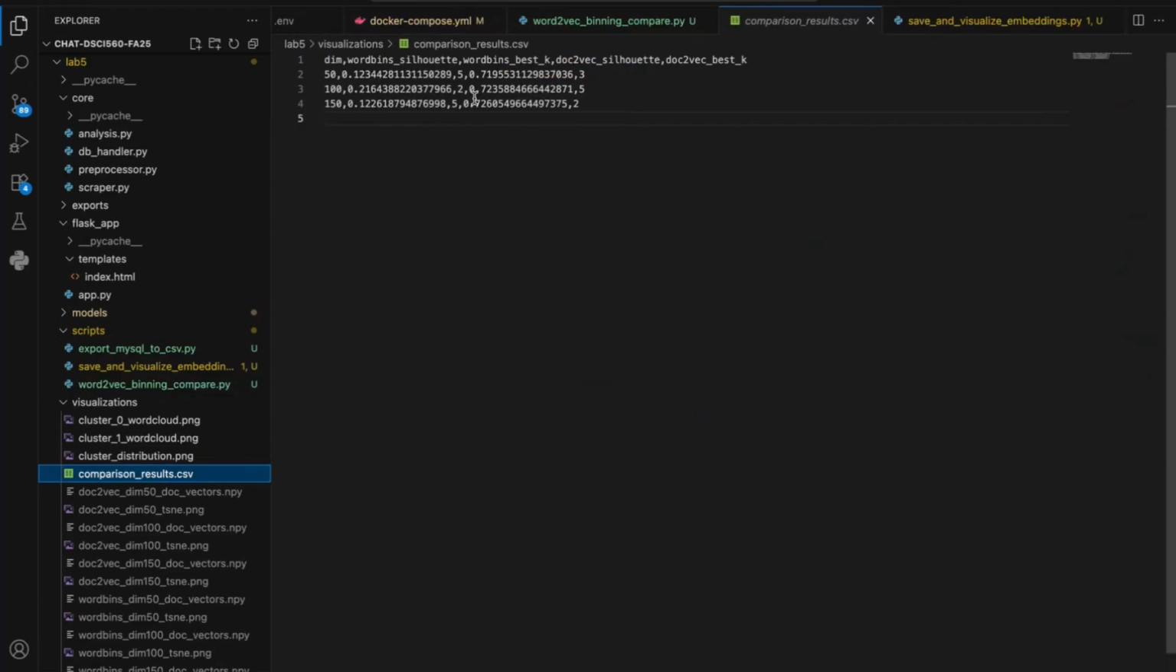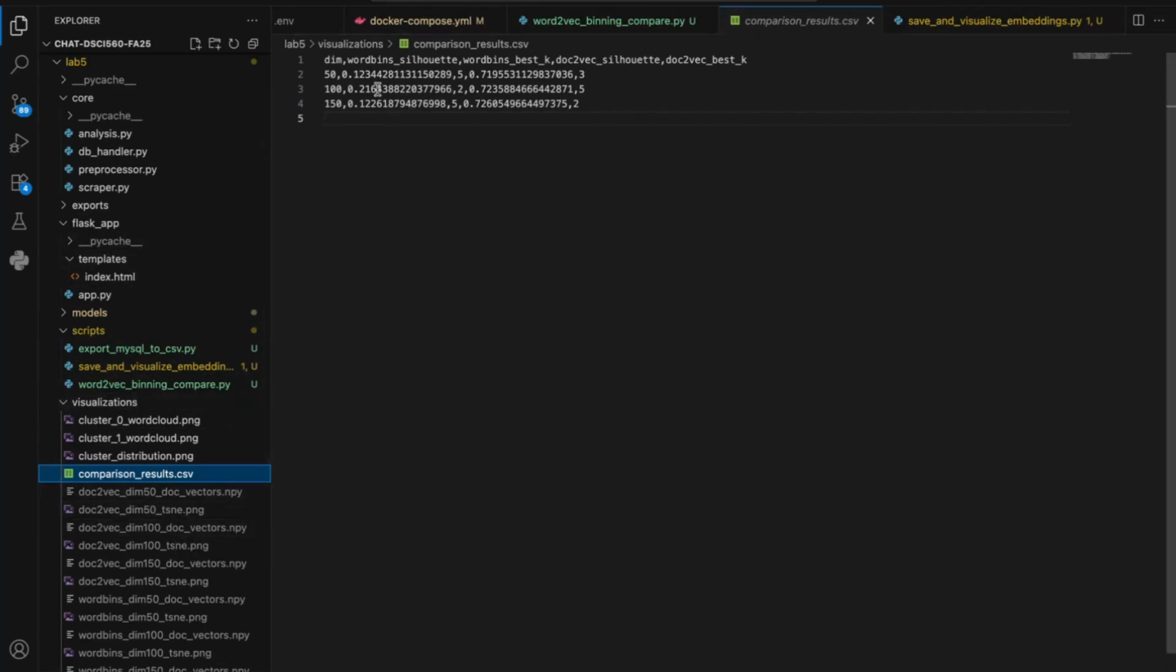The silhouette measures the intra-cluster tightness versus the inter-cluster separation. Higher is better, basically. We have also produced the t-SNE plot for visual inspection, coloring points by K-means cluster at a chosen K. So I would also like to walk you through that.